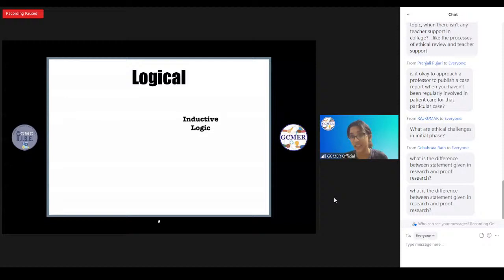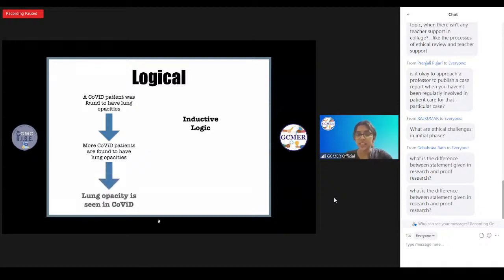The first one is inductive logic. Now I'm going to present a small case in which you can understand what inductive logic exactly means, because it's a big word that most of you, I'm assuming, haven't heard before. So, for example, a COVID patient was found to have lung opacities. More COVID patients were found to have lung opacities. Now you are forming your research question slowly. So lung opacity is seen in COVID. It's as simple as that.